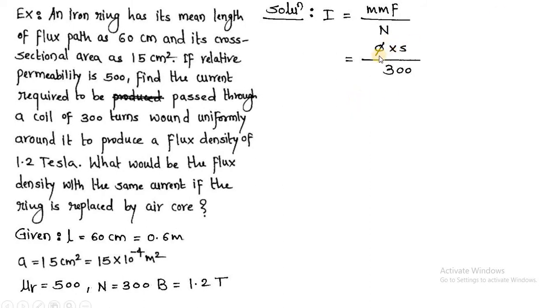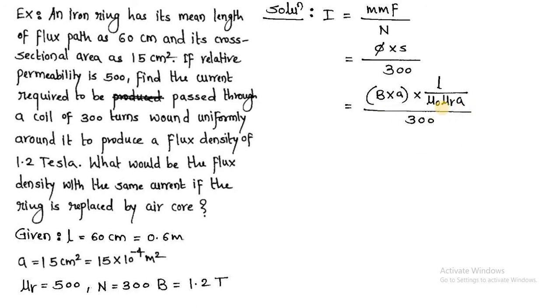So how will I find out flux? B into A. Yes, very good. So flux is equal to B into A. What is the formula of reluctance? L upon mu 0 mu r into A. Everybody understood till this particular step? Yes, ma'am.